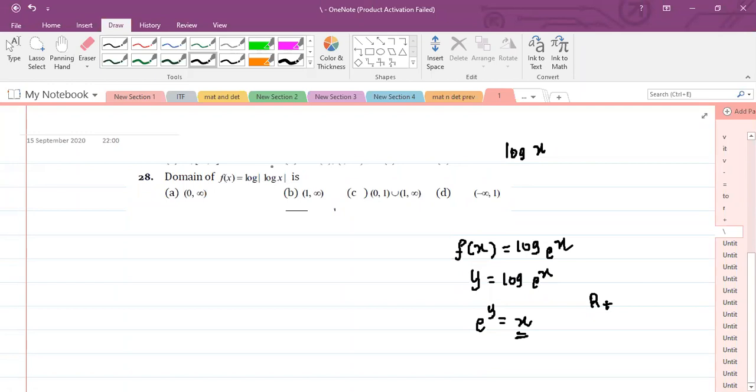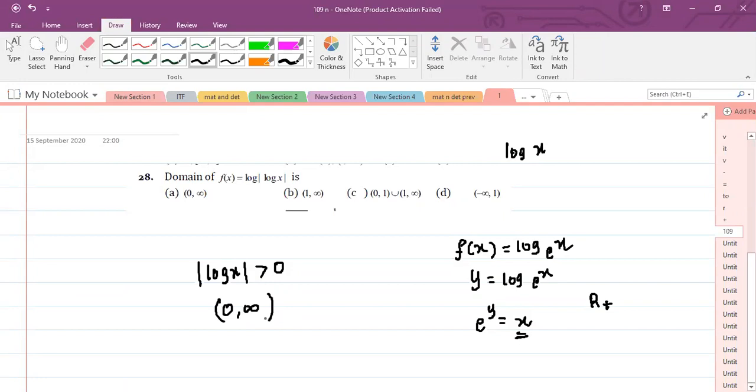Log of modulus of log x means we need to consider, in place of x, mod log x. Mod log x should be greater than 0. In place of log of mod x, we should have log of mod of log x, not log of mod x. Mod of log x should be greater than 0, so greater than 0 means the open interval 0 to infinity.